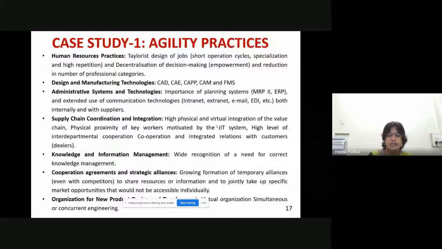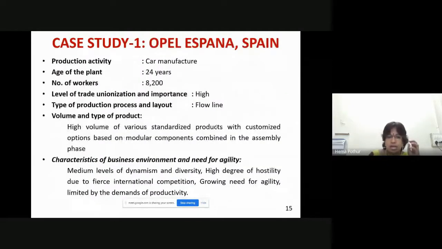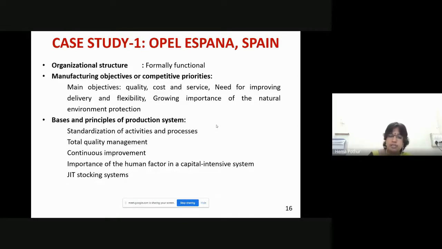Another case study is because their principles and they have started producing only standard products and with the customized options based on modular components. Because it's a car manufacturing company, you cannot have any drastic changes into that. There will be only minor changes into that. Because of that, they work on medium levels. They are not completely agile, but it looks like they have implemented the agile, but they are not. There is a growing need for this particular industry to sustain much longer, to have a shift to agile manufacturing. At present, looking at the basis and principles of production systems, they are working on the lean manufacturing, not on the agile manufacturing. There is a growing need for this particular industry to have agile manufacturing.